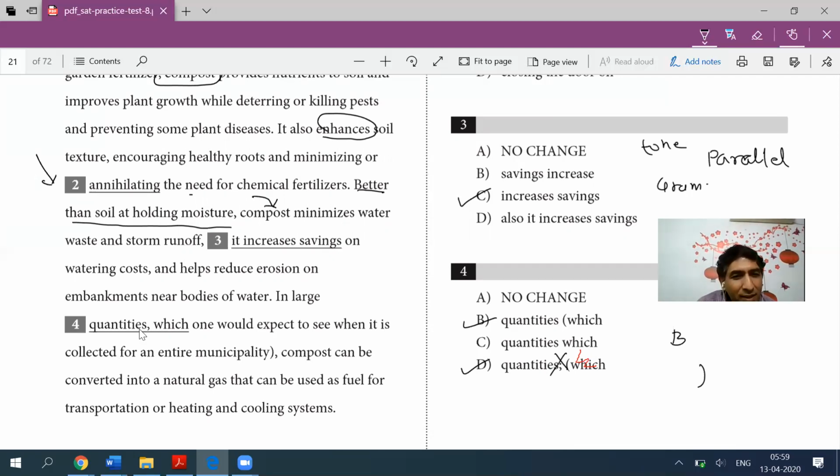The fourth one, in large quantities, which one could, so this was again a little bit of knowledge of grammar. We are using a bracket. So if there's a closing bracket, there has to be an opening bracket. Yeah, I would say grammar.